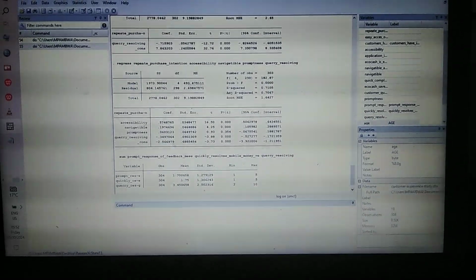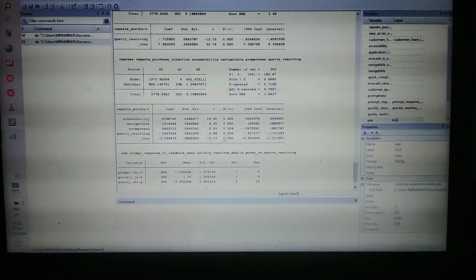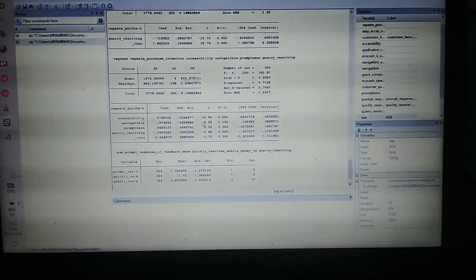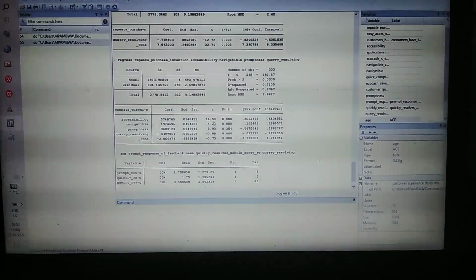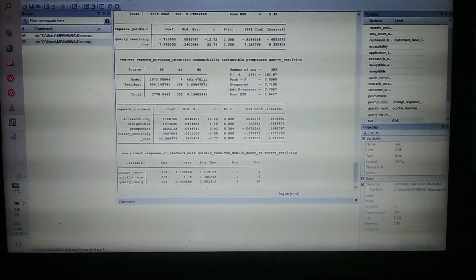It also has a constant, and the constant was also statistically significant. Statistically significant only means that it's a factor to consider. It's something important. So all these variables were important except promptness.